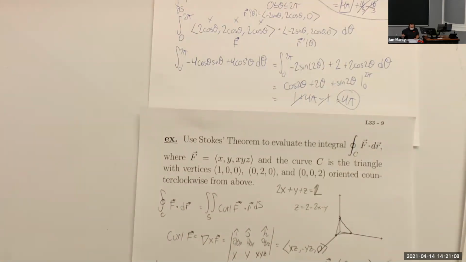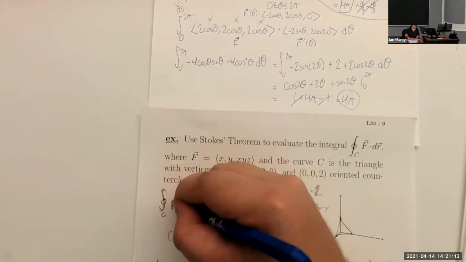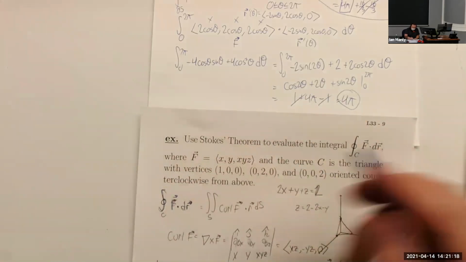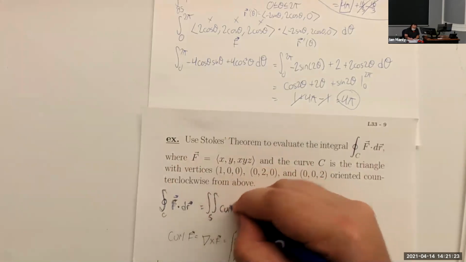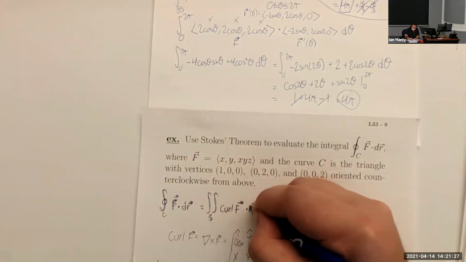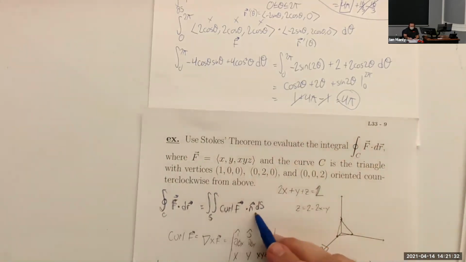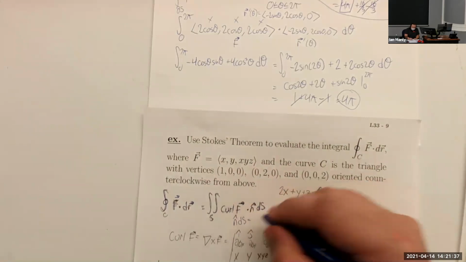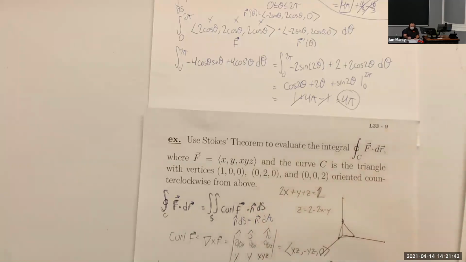I already wrote this earlier, so let me just write over my writing. We're using Stokes' theorem here, relying on the fact that the integral of f dot dr, what we have to compute, is the same thing as the surface integral of the curl of f dot n hat. So this should be a hat. I made a mistake earlier. Let me address this: n hat dS is the same thing as n, which doesn't have to be a unit vector, dA.